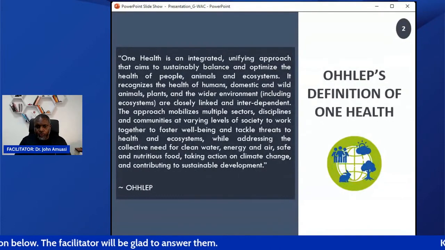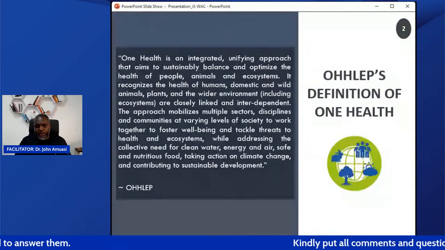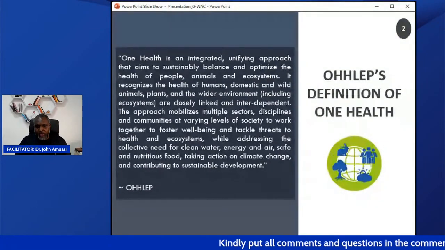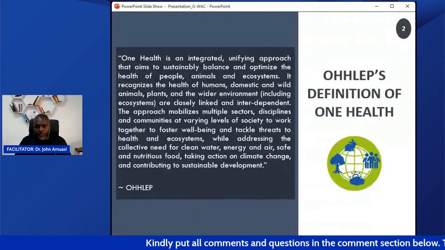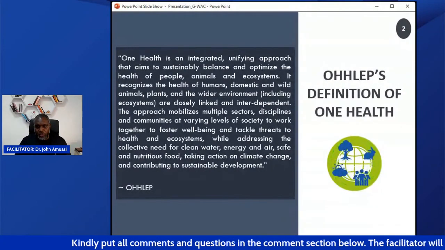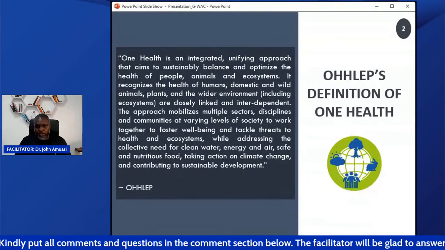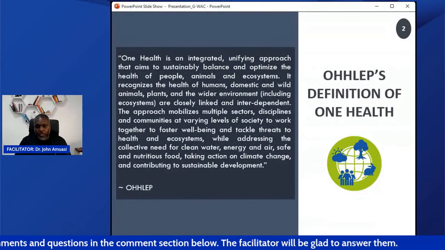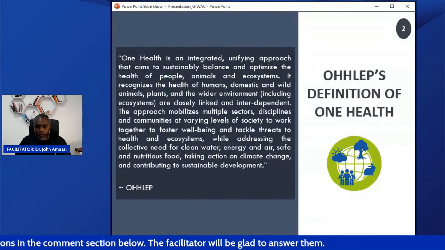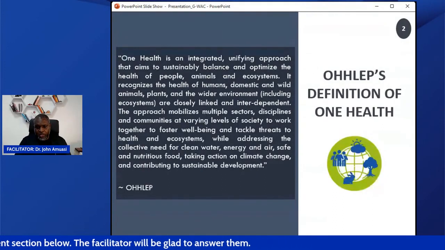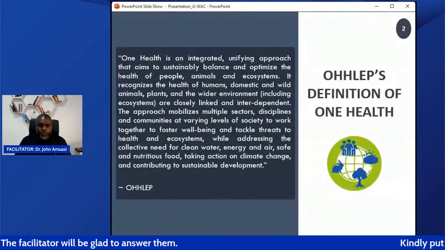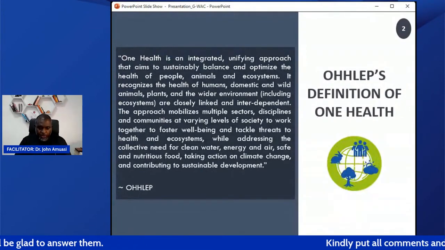The approach mobilizes multiple sectors, disciplines, and communities at varying levels of society to work together to foster well-being and tackle threats to health and ecosystems while addressing the collective need for clean water, energy, and air, safe and nutritious food, taking action on climate change, and contributing to sustainable development.